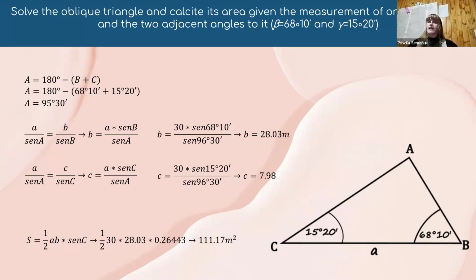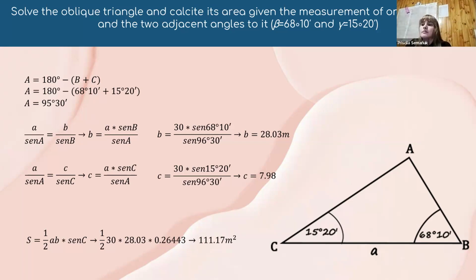Okay, so if I go back and stand on lowercase a, to my right I will have the angle 68 degrees 10 minutes, and that side will be lowercase b. To my left, I have the 15 degrees 20 minutes angle, and that line over there will be lowercase c. That's 7.98 meters.